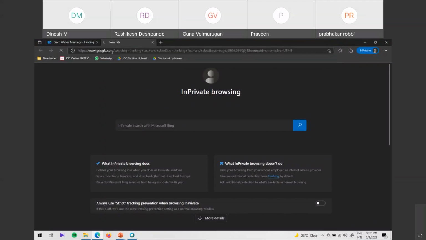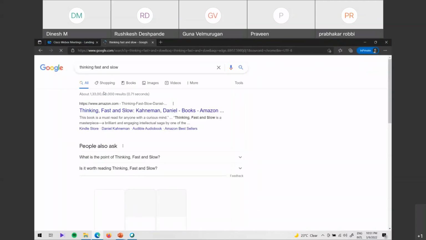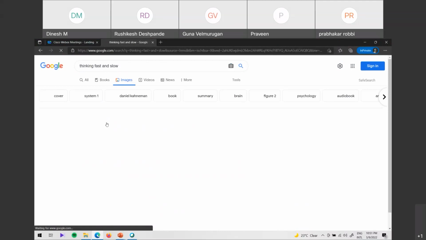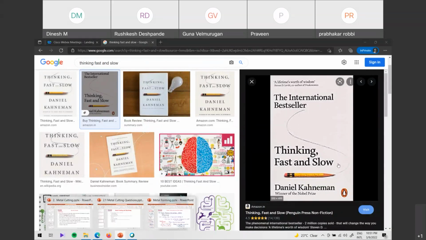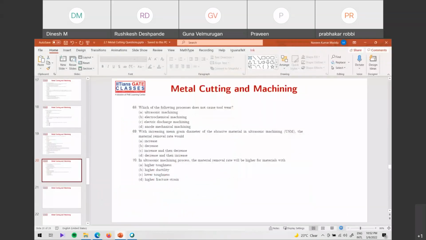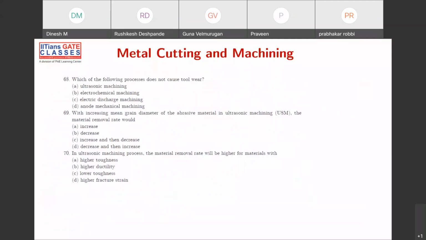Don't read it now. After your exam is done, you read. Yeah, this is the book. It's very cheap, only 300 bucks or something like that. In this book, he'll tell you how to think. He's a Nobel laureate. In this question, intuitively what you'll feel is that good toughness is the reason why it can remove.